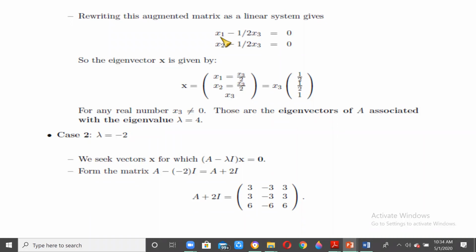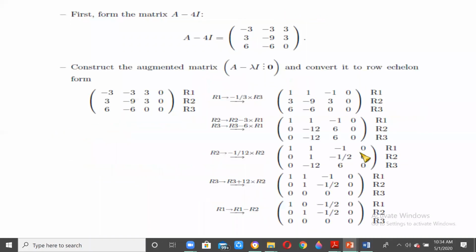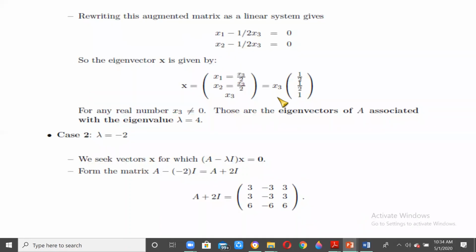For that, we write the equations corresponding to this: X1 minus half X3 is equal to 0, and X2 minus half X3 equal to 0. That gives us X1 equal to half of X3, or X3 by 2. X2 is again X3 by 2. So we substitute over here to find the value of x: X1 equal to X3 by 2, X2 equal to X3 by 2, and X3.